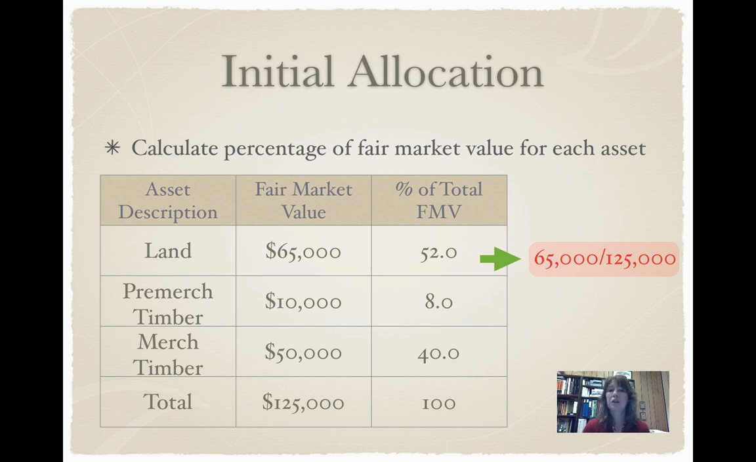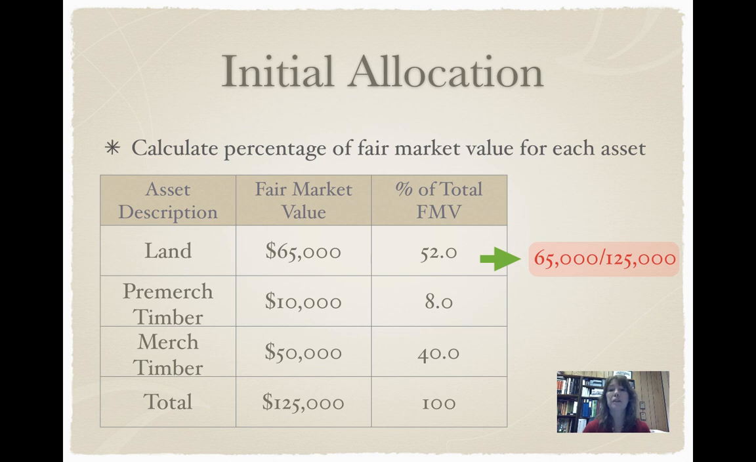So we're going to look at this initial allocation. Again, we're going to calculate the percentage of fair market value for each asset. So you see in the first column a description of the assets. You've got the land, the pre-merchantable timber, and the merchantable timber accounts. The next column indicates the fair market value. These were the numbers that we talked about on the previous slide. $65,000 fair market value for land, $10,000 fair market value for the pre-merchantable timber, and $50,000 fair market value for the merchantable timber. Again, we add these up and they come up to $125,000.